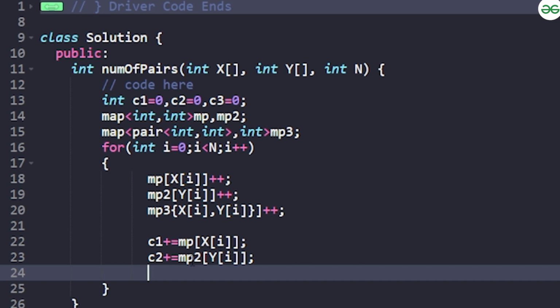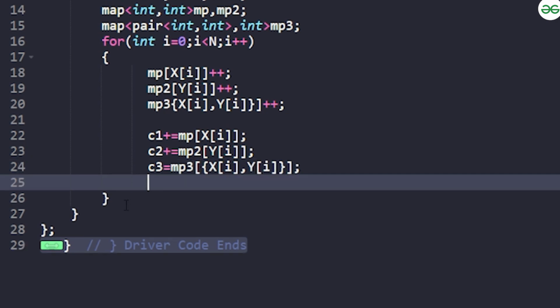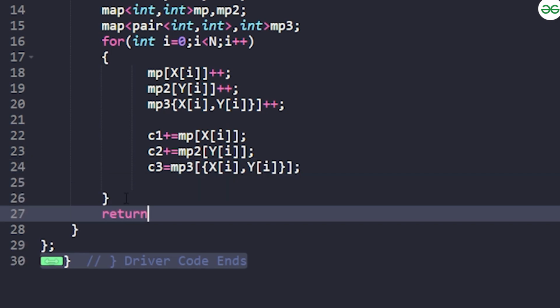And after this, counter 3 will be what? Counter 3 will be nothing but mp3 of xi comma yi, right? This is what you will be doing. And after this part is done, you will return counter 1 plus counter 2, that is the number of Manhattan distance pairs for the points that have the same x-axis or the same y-axis.